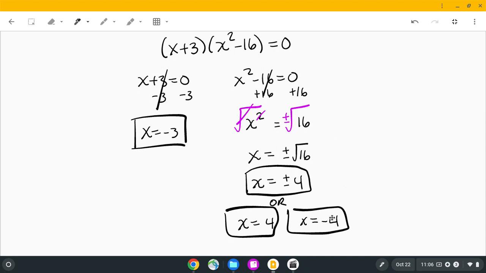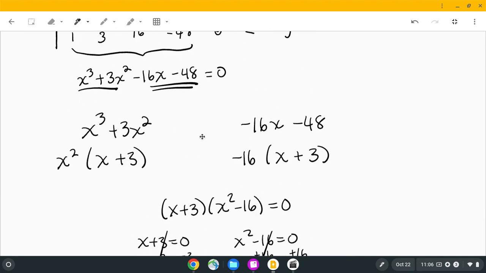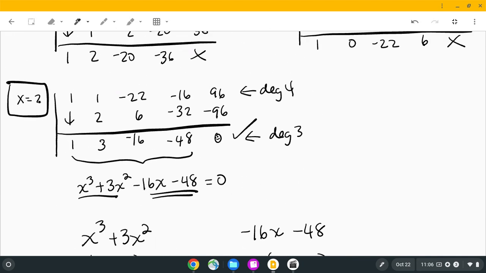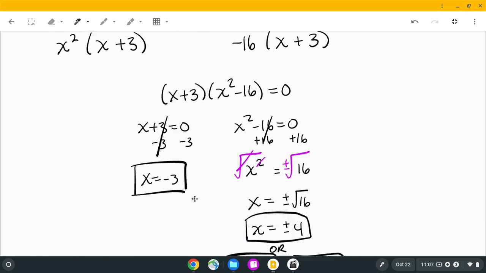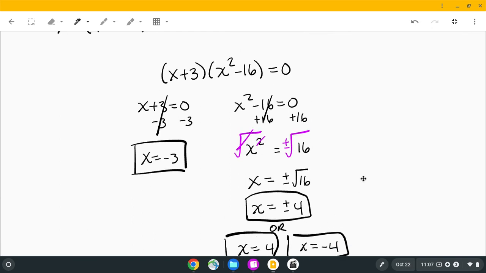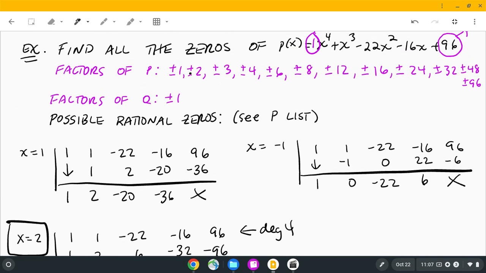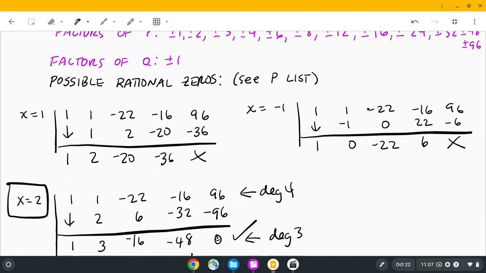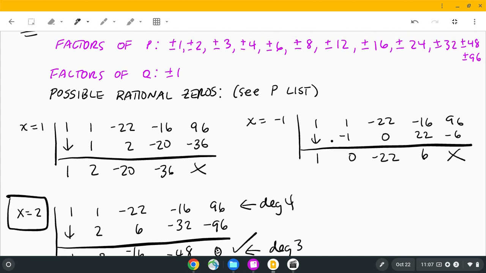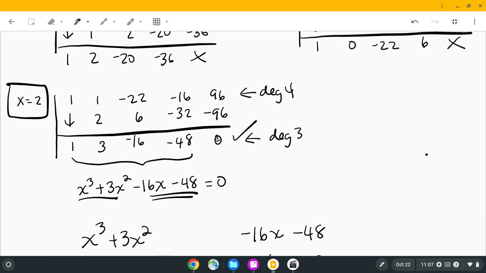Okay, so we started off with a degree 4 polynomial. So we have 4 solutions, 4 zeros. 1, 2, 3, and the one that we found here through synthetic division. Okay, so we have all 4 of those solutions, 2, negative 3, and positive negative 4. And if you look on your list, we see that 2, negative 3, positive and negative 4 are on the list. If you have a rational 0, according to the rational root theorem, if you have a rational solution, it's going to show up on this list. All right, so that's how you do it.